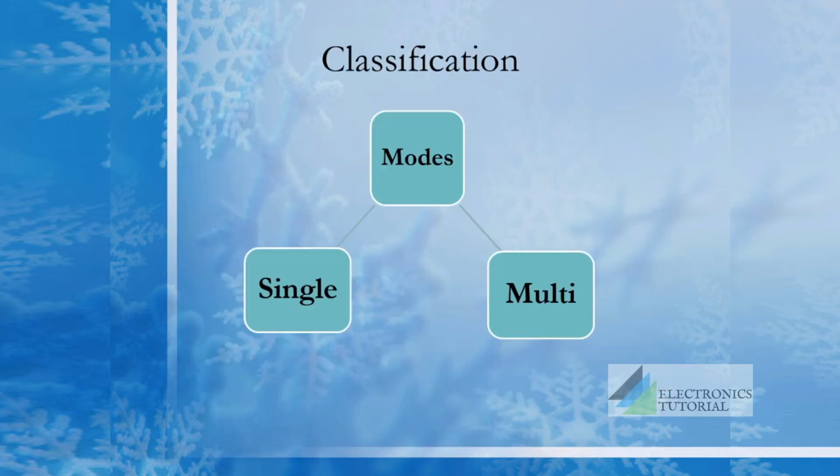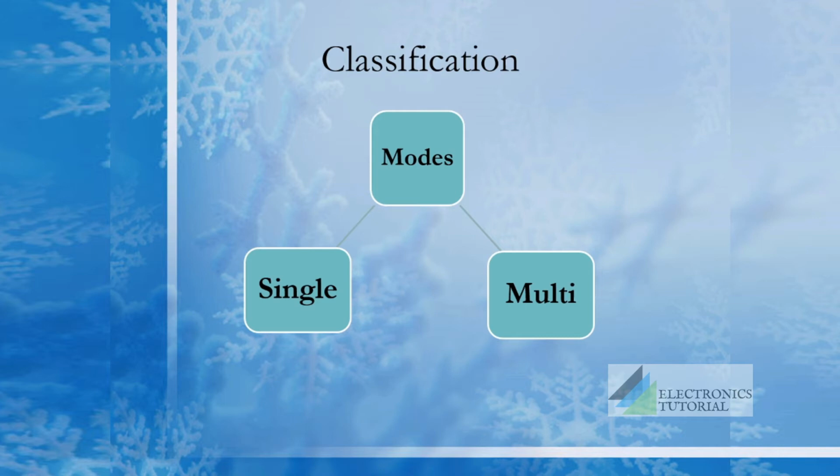Let's discuss the different types of fibers used in communication. The first classification is based on the number of modes. The term modes refers to paths. There are a finite number of possible paths for the light to take in order to enter the fiber and propagate by total internal reflections. So according to the number of paths provided, fibers can be classified as single mode fibers and multi-mode fibers.